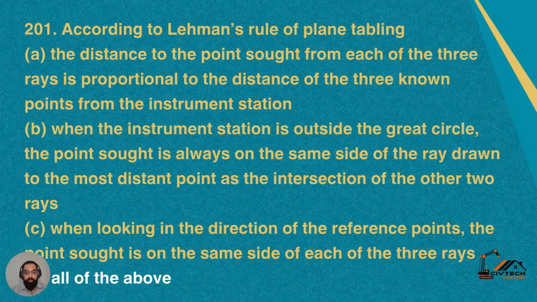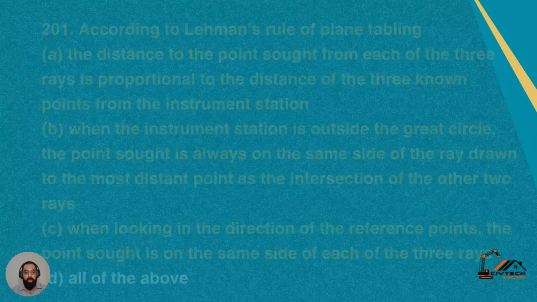Option B, when the instrument station is outside the great circle, the point sought is always on the same side of the ray drawn to the most distant point as the intersection of the other two rays. Option C, when looking in the direction of the reference point, the point sought is on the same side of each of the three rays. Option D is all of the above. So Lehmann's rule में ये तमाम जो options हैं A, B and C are correct. Therefore D is the correct answer for this question, which is all of the above.